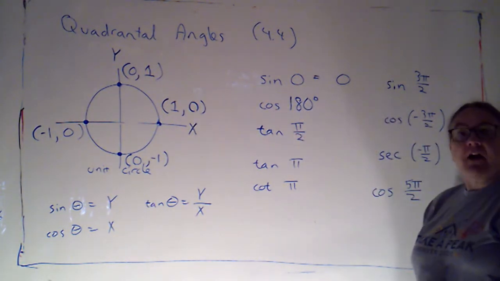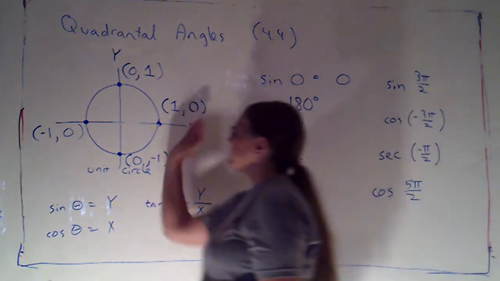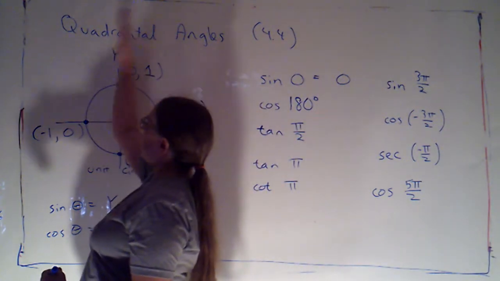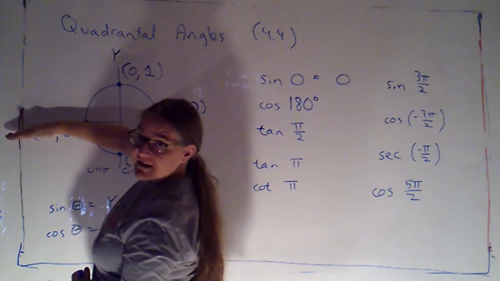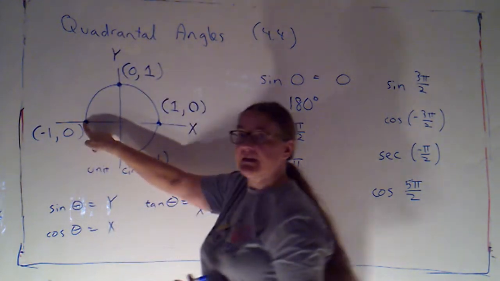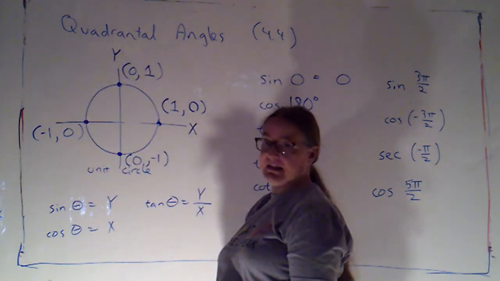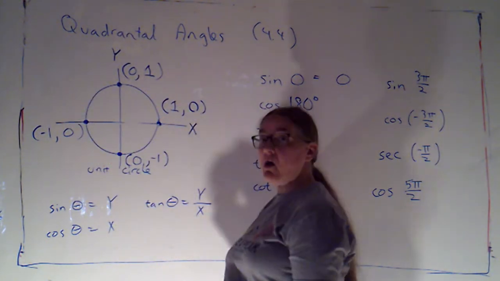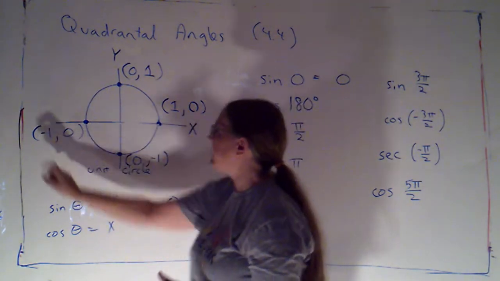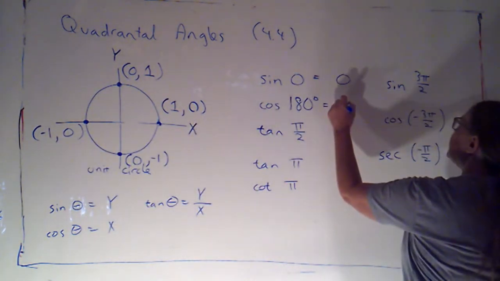All right, cosine of 180 degrees. So if I start here and I rotate 180 degrees in the positive direction, that's going to take me to here. So the terminal ray is the negative x-axis. Cosine is the capital X value, so that's going to give me a negative 1.